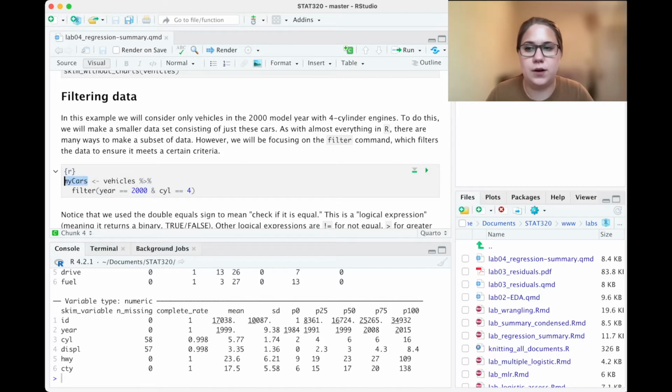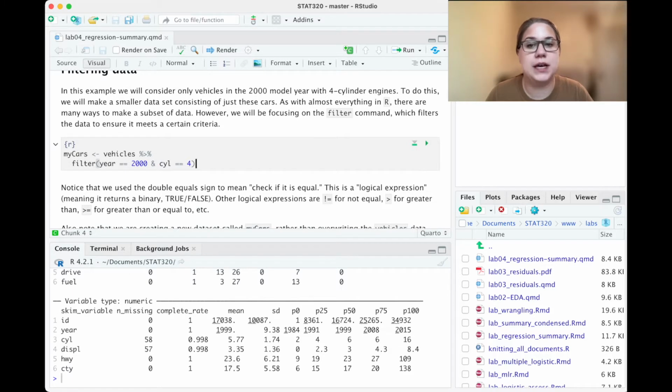And when I click the play button on this chunk of code, I'm going to get a new thing in my environment called my cars. And I know it's going to have fewer observations than my original data set. And I'm filtering that the year is equal to 2000 and the cylinders are equal to 4. And I'm using the double equal sign to mean we're going to check if it's equal. So if I wanted to say I want it not equal to 2000, I would use the exclamation point equal. I could use the greater than sign to mean greater than. I could do greater than and then an equal sign to mean greater than or equal to. But I'm just doing exactly equal to 2000 and cylinder equal to 4.